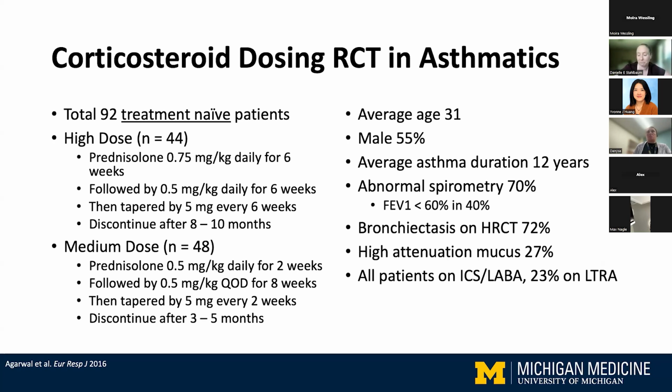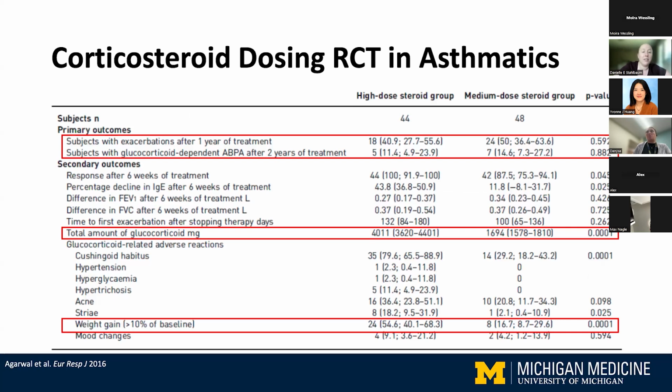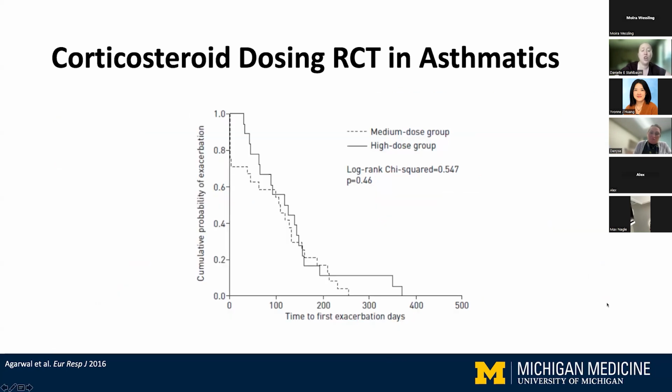of their asthma. When you look at their primary outcomes here, you can see that they were looking at the number of exacerbations after 1 year of treatment and whether they were steroid-dependent ABPA after 2 years of treatment, and there was no difference between the high-dose group and the medium-dose group. But there was significantly less steroid in the medium-dose group and significantly less weight gain and other steroid side effects in the medium-dose group, and there was no difference within the time to first exacerbation.